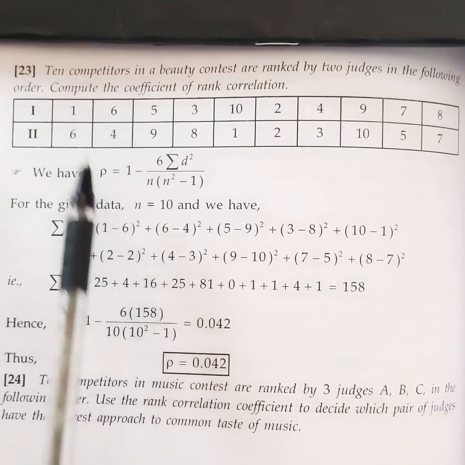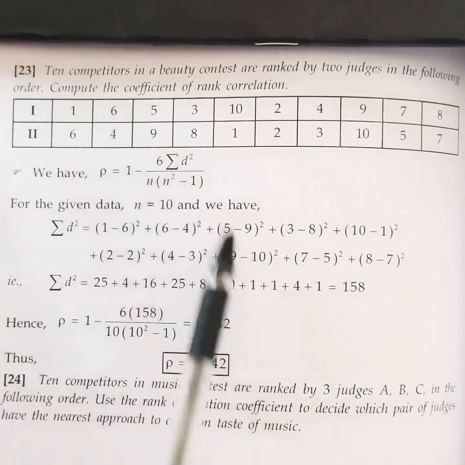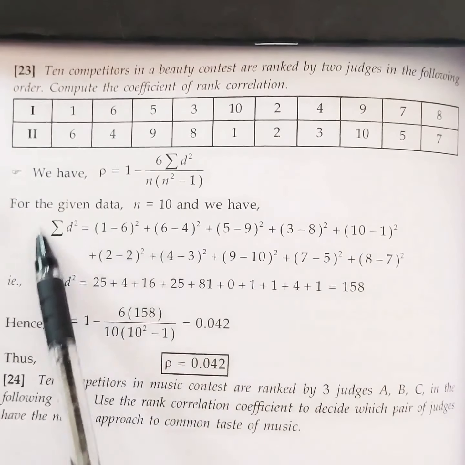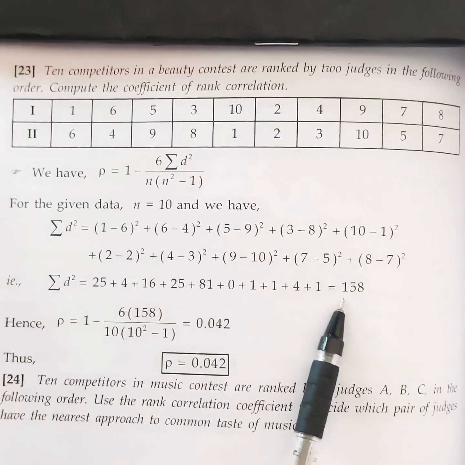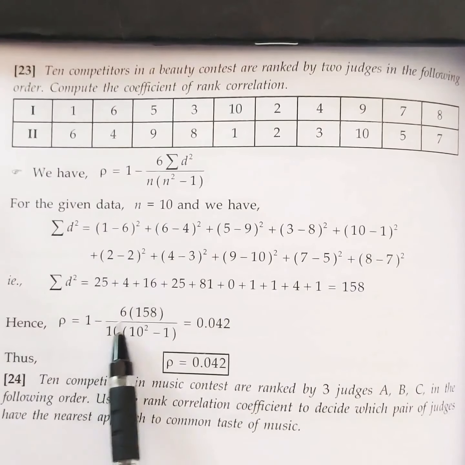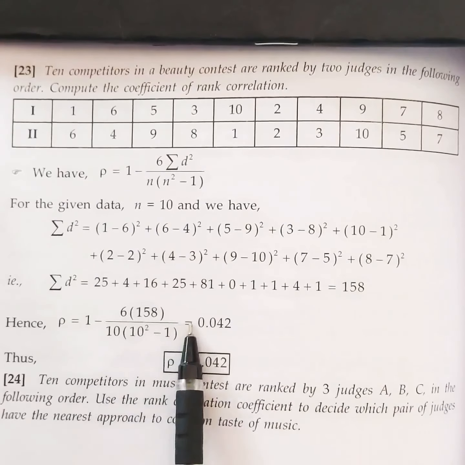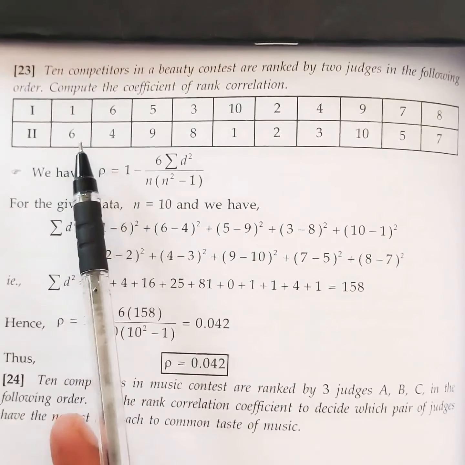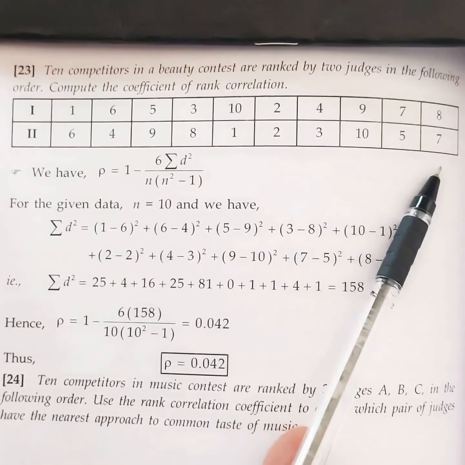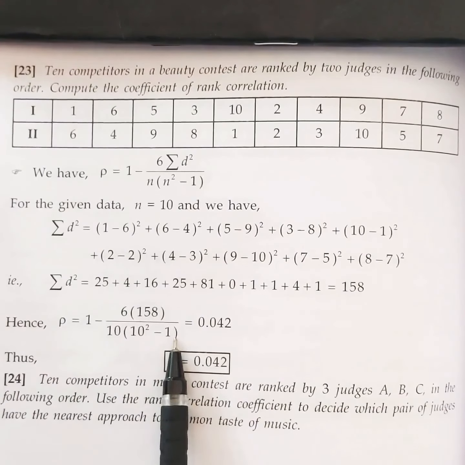Here we have written directly (1 minus 6) whole square, (6 minus 4) whole square, (5 minus 9) whole square, and so on. What is the last value? (8 minus 7) whole square. This is summation d square. We can find this by simplifying. We are getting 158. Now, what is the formula? 1 minus 6 into summation d square, divided by how many values are there? 10 competitors are there, right? 1, 2, 3, 4, 5, 6, 7, 8, 9, 10. You have to count like this. So, 10 into (10 square minus 1) is there in the denominator.